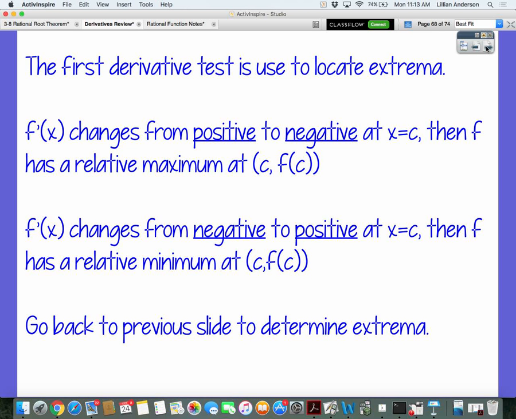You look at the first derivative, you look at your number line, and if the derivative changes from positive to negative at that value, then you have a maximum. If it changes from negative to positive, you have a minimum. That's what the first derivative test tells you. It basically tells you your extrema. And to find what those max and minimums are, whatever C is, that's your x coordinate, and then you plug that into the original to find the y coordinate of your max and your min.